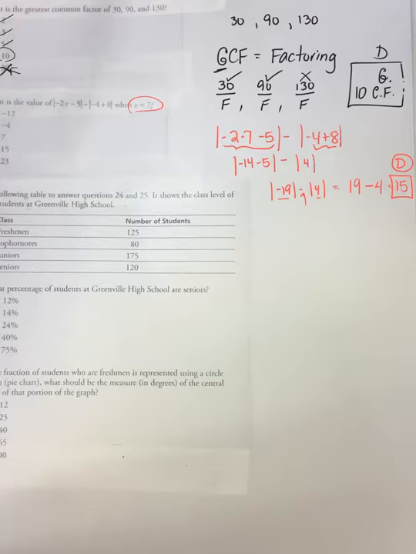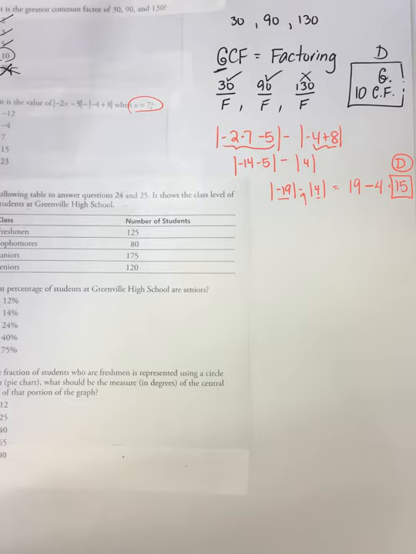Okay, 24 and 25 have us using the same chart. And let's see what 24 asks. Well, let's read the whole thing because it gives us pertinent information. Use the following table to answer questions 24 and 25. It shows the class level of the 500 students at Greenville High School. So they've told us the total is 500 students.